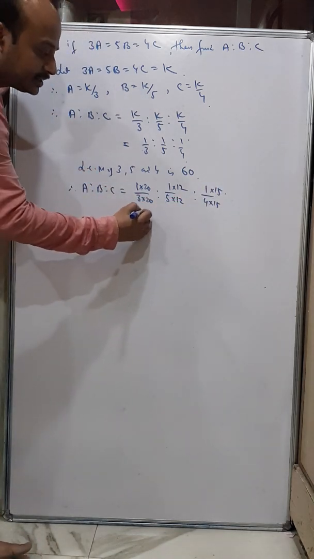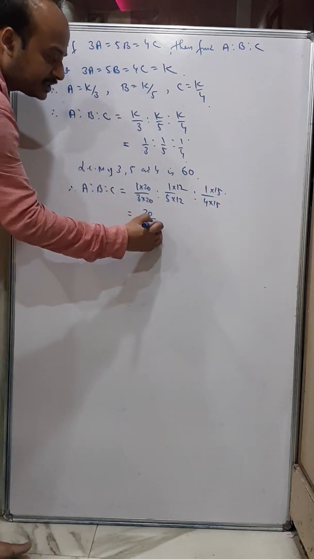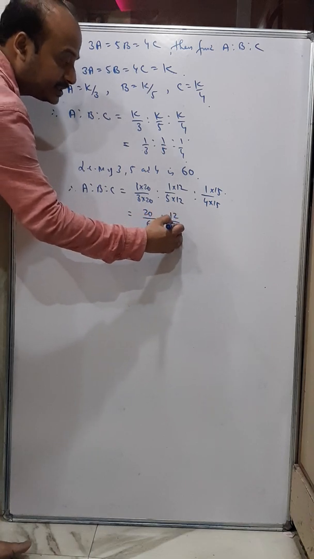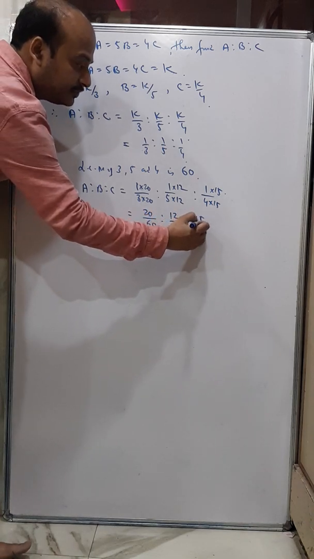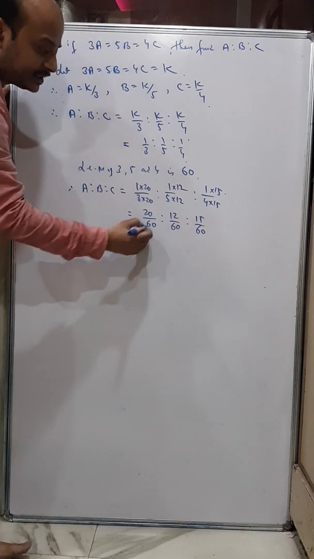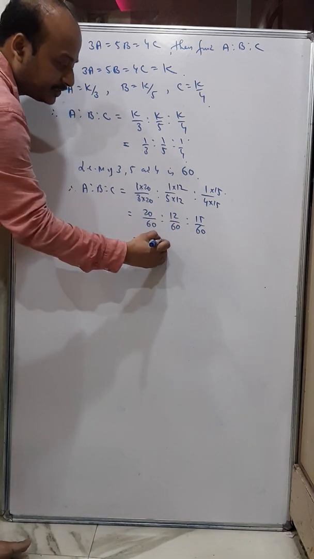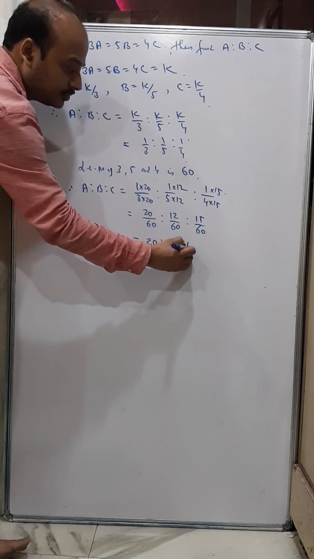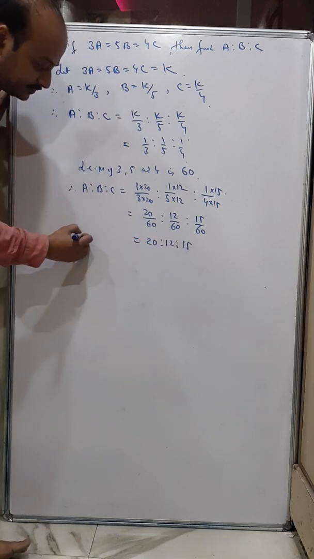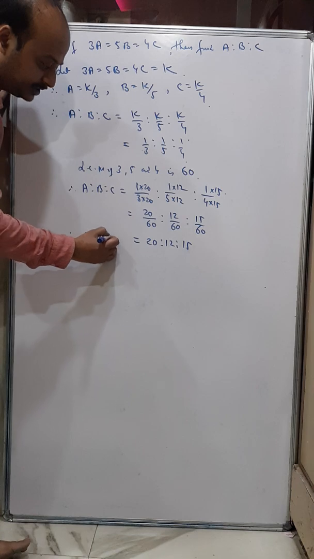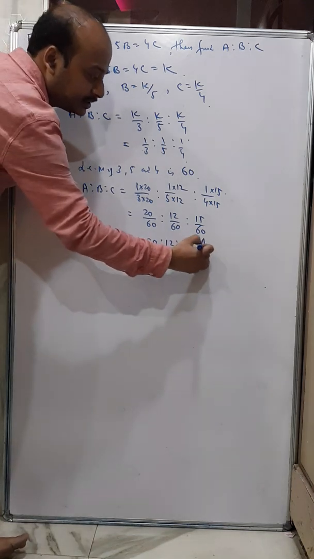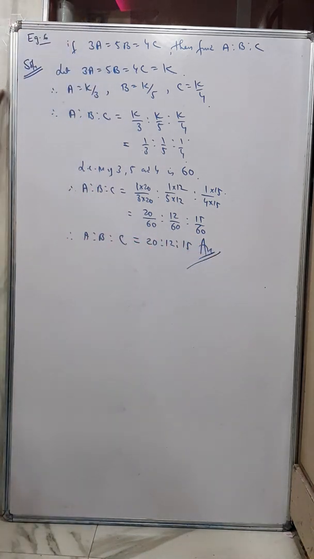So finally what I get is 20 by 60, 12 by 60, 15 by 60, and then again the common terms get cancelled. So finally I get 20 is to 12 is to 15, and therefore I can say that a is to b is to c is equal to this, and this is the answer. Okay.